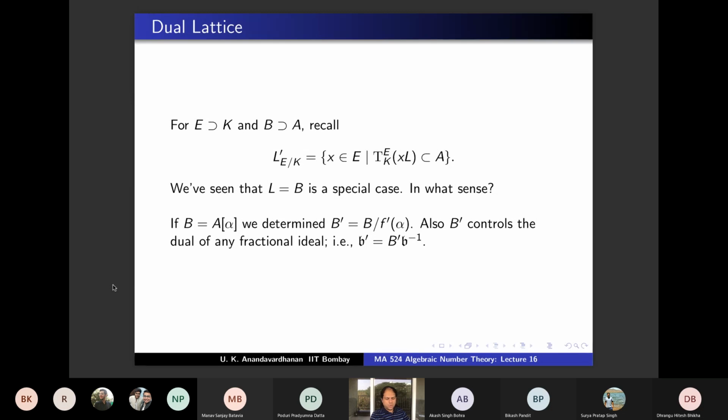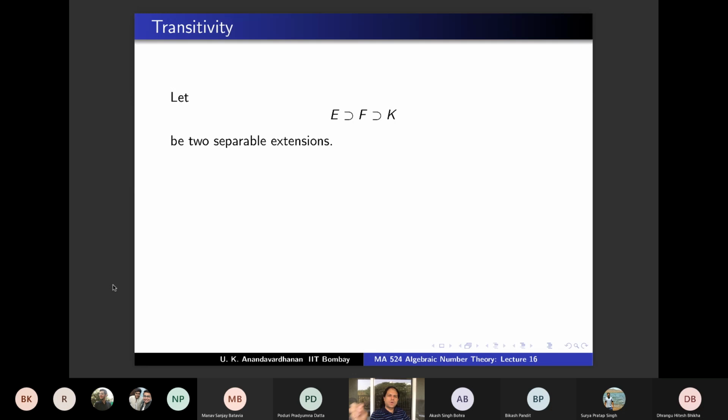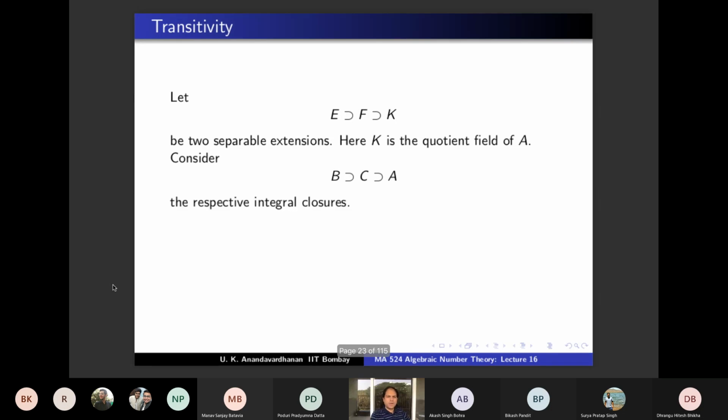So now let's continue. You have the notion of transitivity. Suppose you have a tower of separable extensions E over F over K, and K is the quotient field of A. Consider the integral closure of A in F, call it C, and the integral closure of A in E, call it B, so you have the respective integral closures. Now you can ask how the dual lattices will behave.